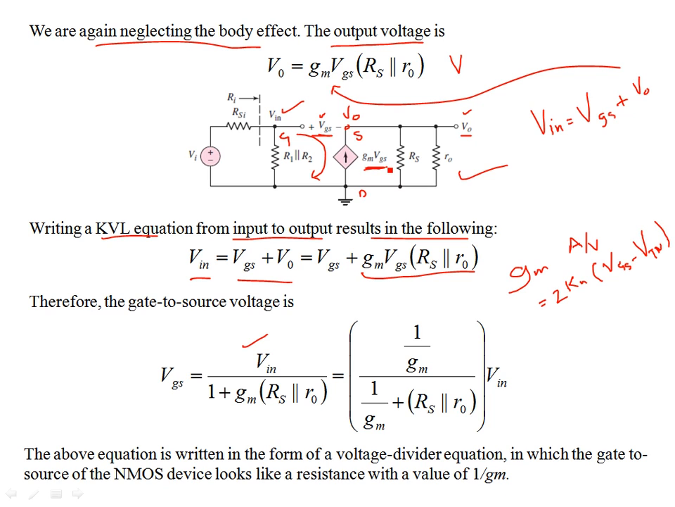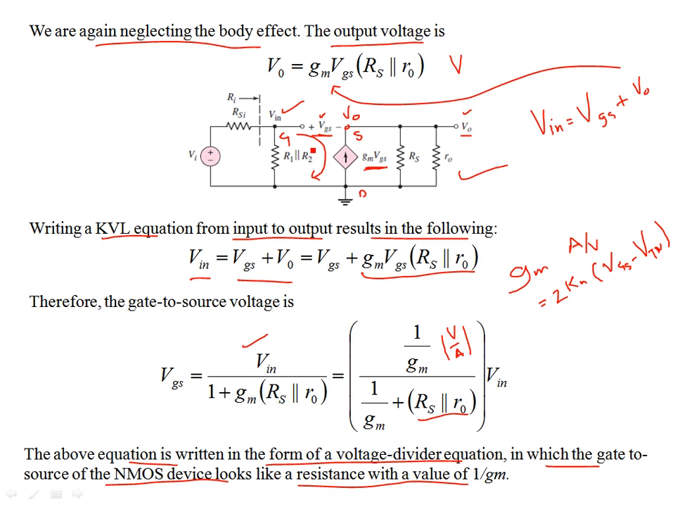That's the current source. So you can see over here, if GM is amps per volt, then 1 over GM becomes volts per amps. So that is ohms. Okay, this is ohms. So you see you are adding ohms to ohms. So this is the voltage divider principle. And so you can see the above equation is written in the form of voltage divider equation, in which the gate to source resistance of the NMOS device looks like a resistance with a value of 1 over GM.